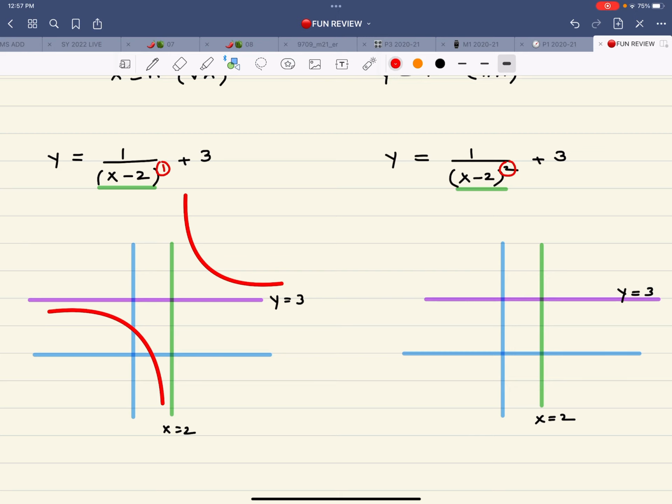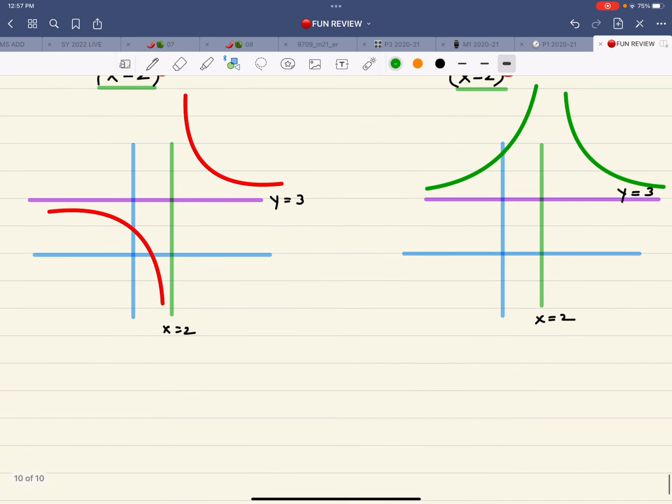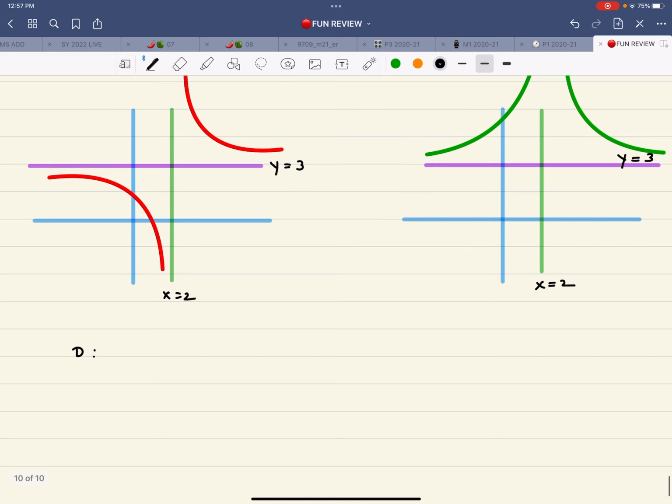And over here, how would you draw? You would draw it like this, and you would draw it like this. So what is the range of the first one? First of all, what is the domain of the first one? The domain of the first one is x is an element of real numbers, but x does not equal 2. What is the range?